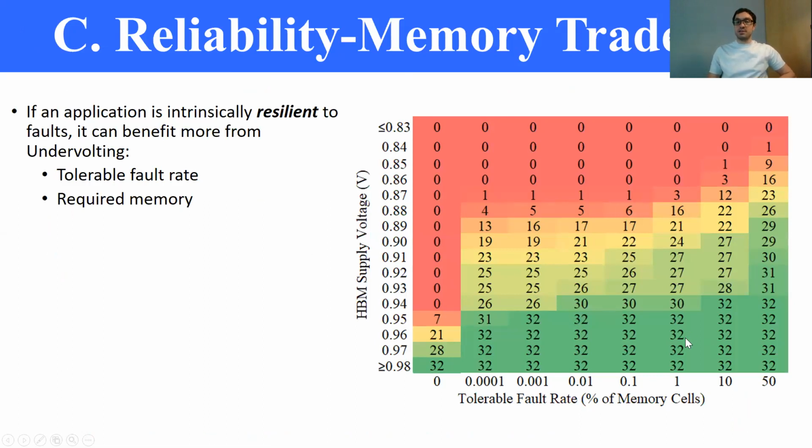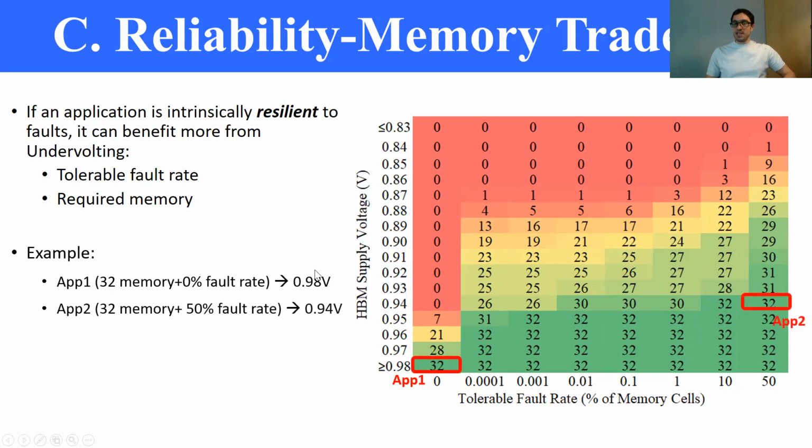This is basically a translation of the previous slide. It is showing the tolerable fault rate which an application can go in each category. This is showing the supply voltage level. And these numbers here are showing the number of pseudo channels that we can exploit. For instance, if our application has 0% tolerable fault rate, but it requires all the memory, meaning 32 pseudo channels of the memory, this means that the voltage we can reduce to is 0.98 volt.